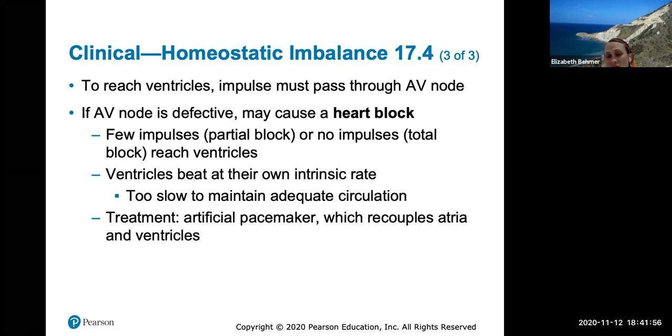And if you don't get your electrical signal to your ventricles, your heart will not eject blood to your lungs or your circulatory system. Some impulses might get through to the ventricles, and we call that a partial block of the AV node, or no impulses could reach the ventricles, and that's a total block. Ventricles beat at their own intrinsic rate, and it's too slow to maintain adequate circulation. Treatment is usually an artificial pacemaker.